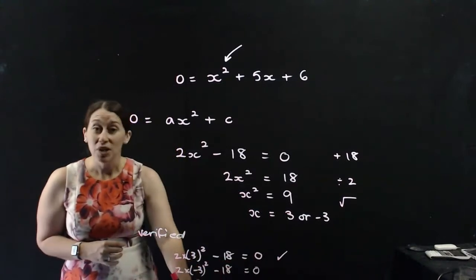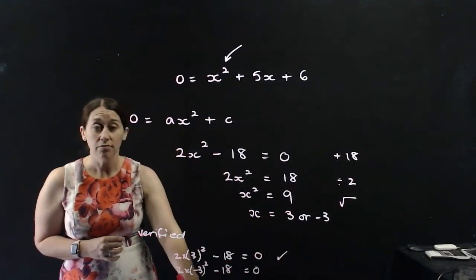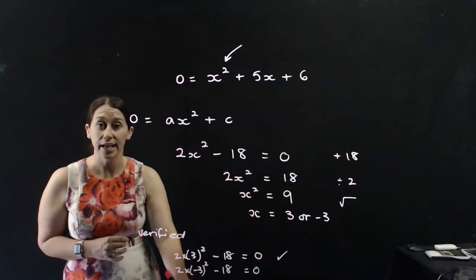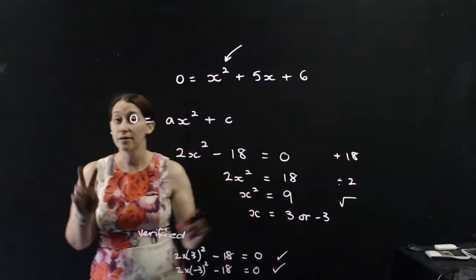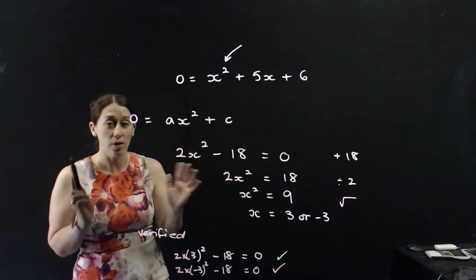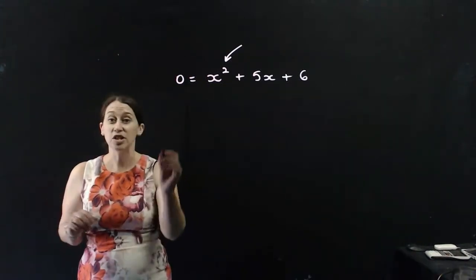Let's try it. Minus 3 squared is 9. 9 times 2 is 18. 18 take away 18 is 0. Verified. So you can see we have two solutions to this equation. I'm just going to clear some space. All right, I'm going to do another one now.